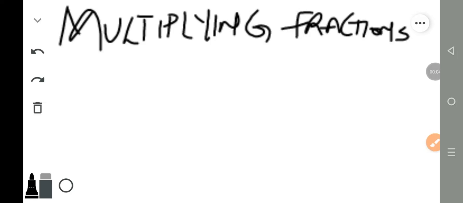Multiplying fractions is actually one of the easiest things in maths, but most students still get it wrong. In the next few minutes, I will show you the simplest tricks to never miss it again.